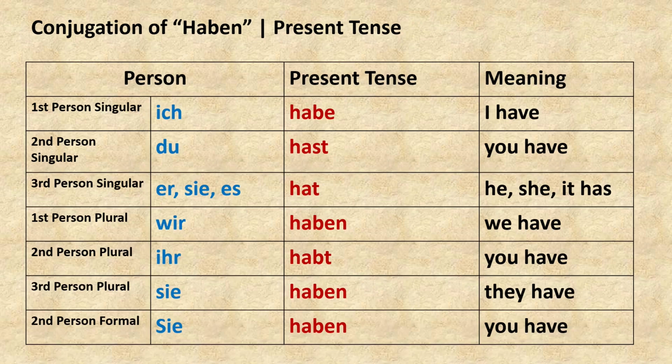Let us hear it once again. Ich habe. Du hast. Er, sie, es hat. Wir haben. Ihr habt. Sie haben. Second person formal, Sie haben.